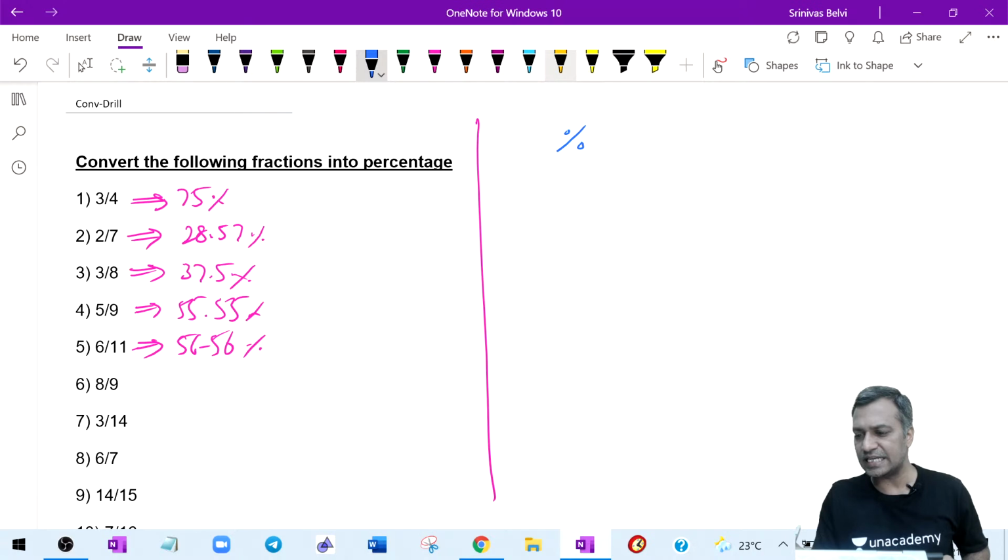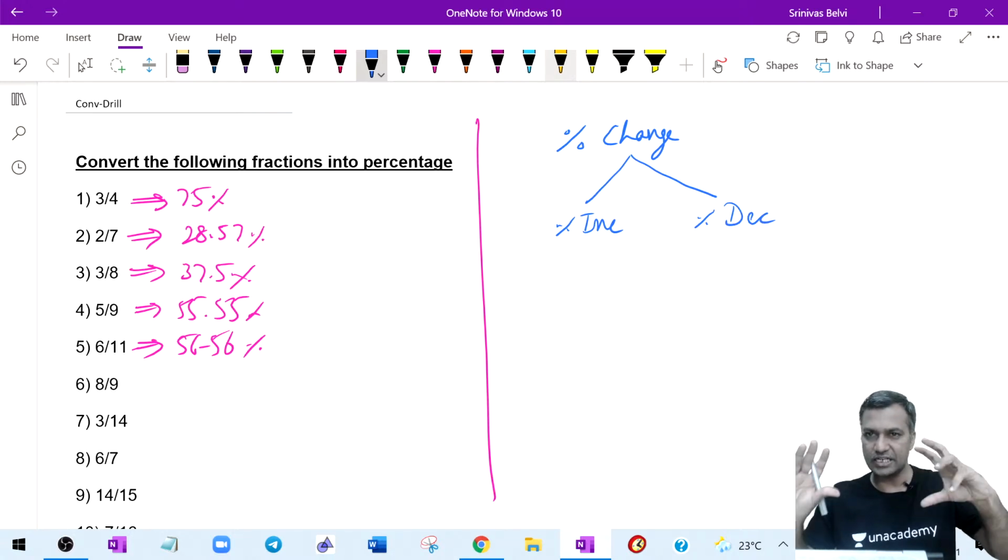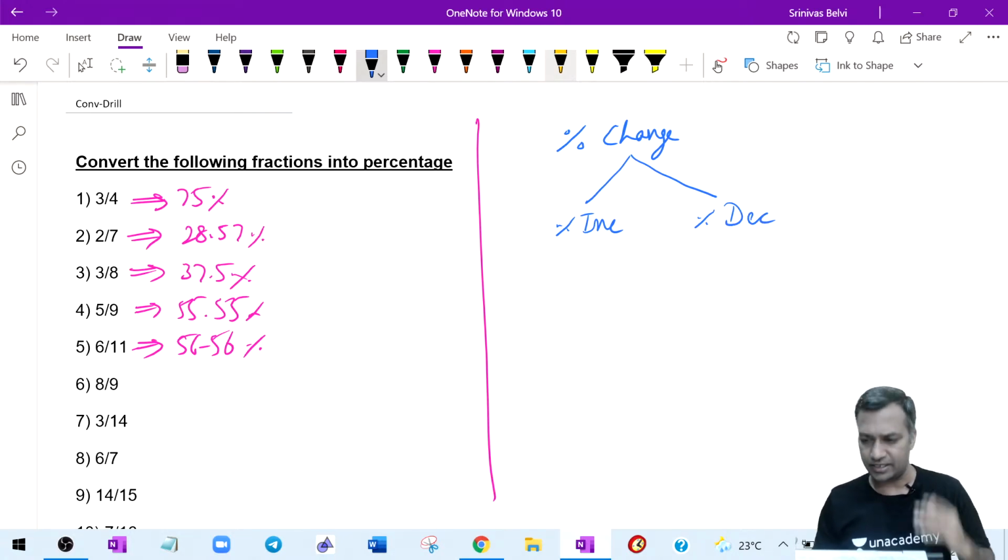Whenever there is a percentage change, because in most questions there is going to be a change. The change can be two dimensional. Either it can be a percentage increase or a percentage decrease. Fair enough. All right, now let me give a simple instance to you.